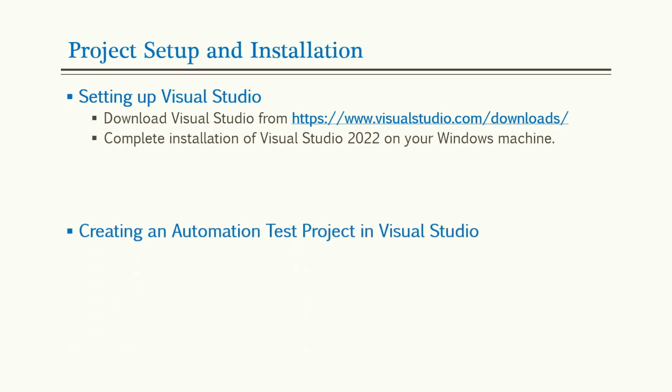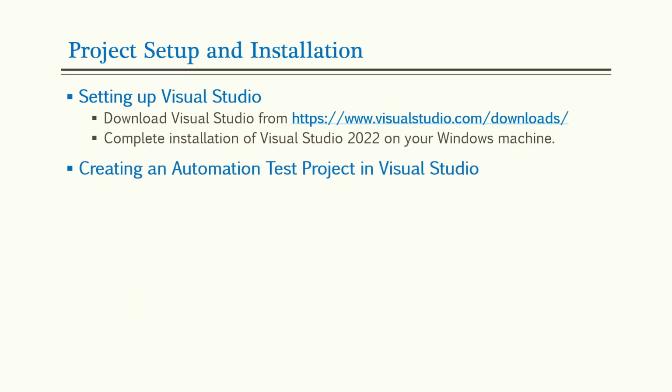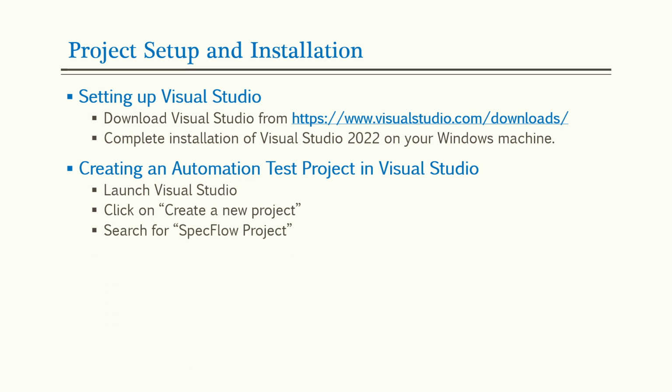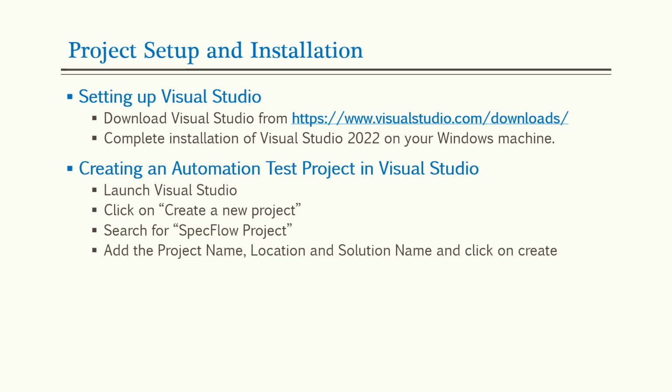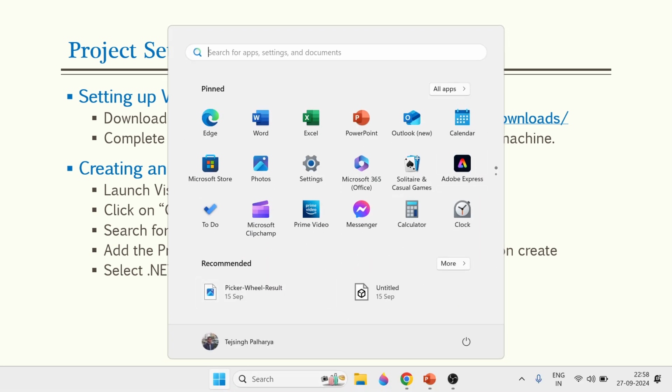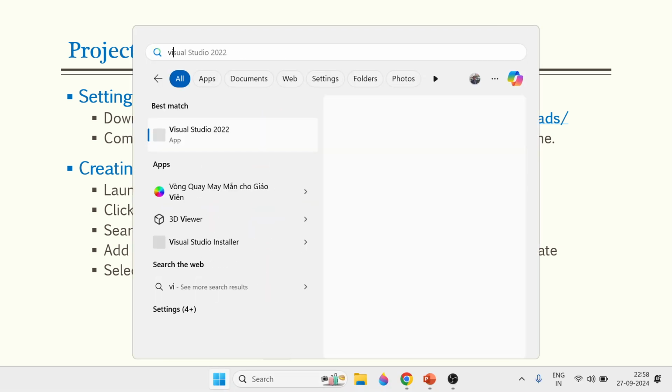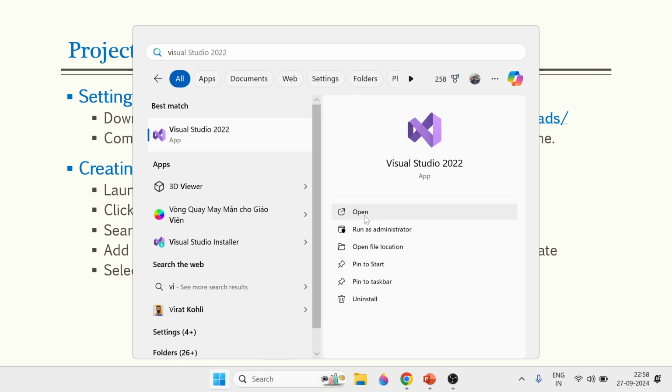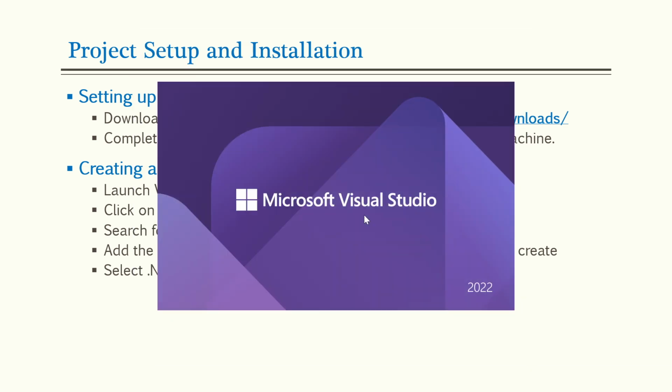Okay, now what next? Creating an automation test project in Visual Studio. For this, we need to launch Visual Studio, then click on create a new project, search for the SpecFlow project, add the project name, location, and solution name, click create, and select the .NET framework and test framework. So let's go to Visual Studio. Search for Visual Studio. Yeah, this is already installed, so you can open it.